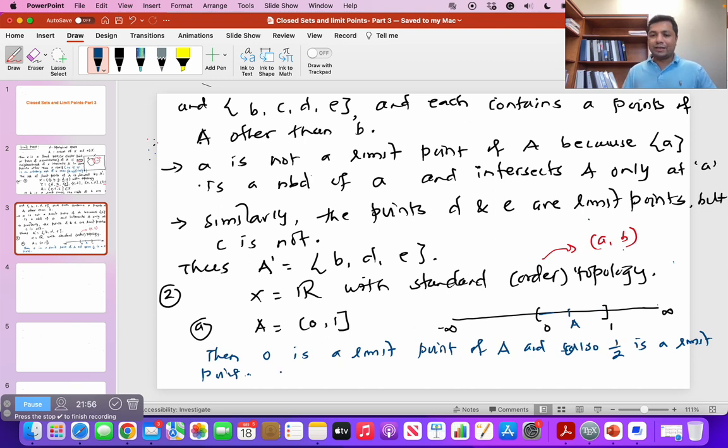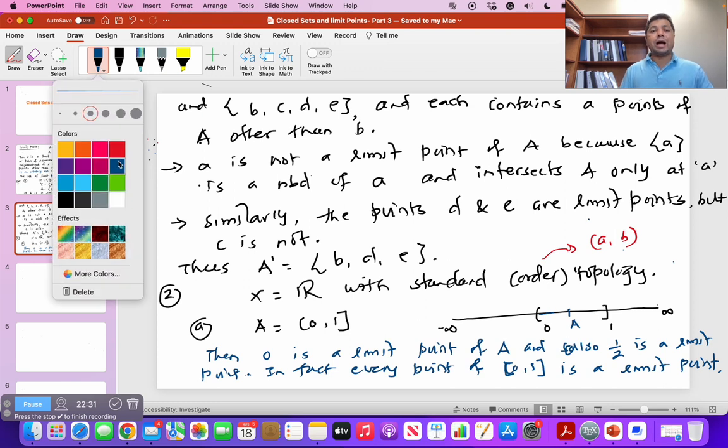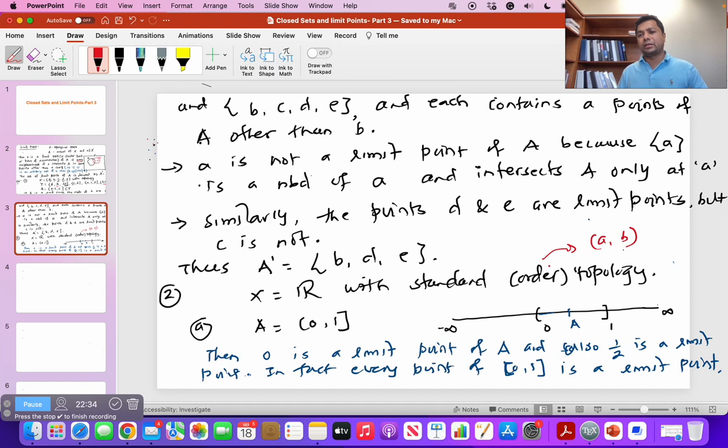Okay, so in fact every point of the closed interval 0 to 1 is a limit point. We found that every point of this closed interval 0 to 1 is a limit point. Now let's investigate the points outside of that closed interval. Are they going to be limit points or not?